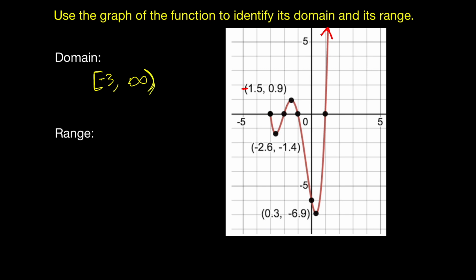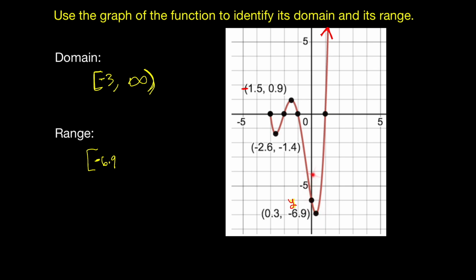To obtain the range, now we're going to be looking at all possible y values, and we're going to look at this from bottom to top. So if I look at this graph, it looks like my bottom is at this point right here. Now, since I want all possible y values, here it's indicating that my lowest y value is going to be at negative 6.9. So I'm going to begin at negative 6.9.